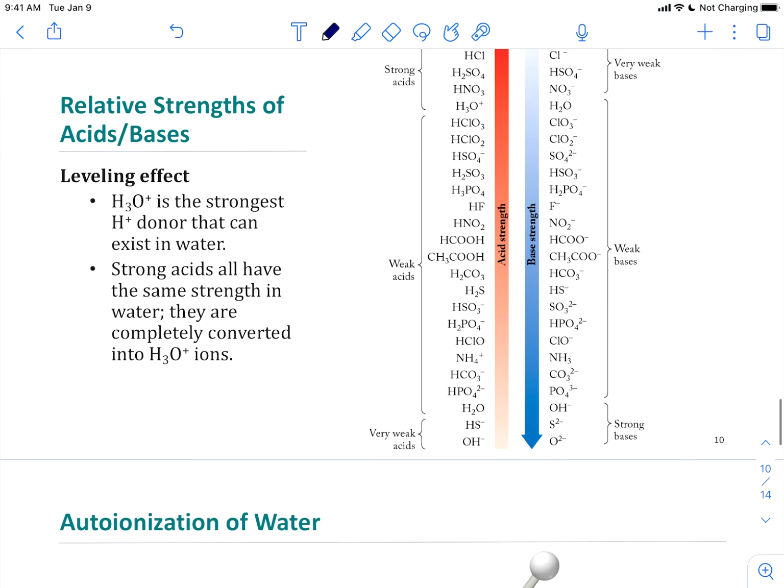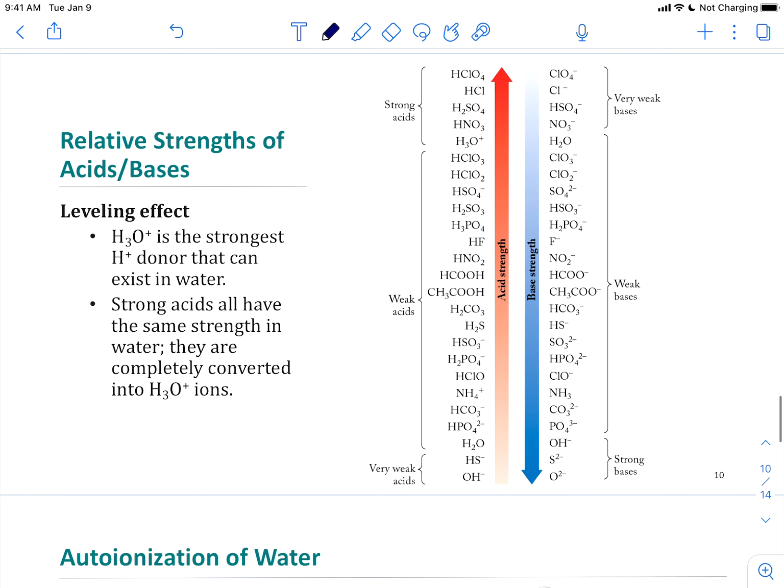Now, this is important, and we'll talk about this a lot in class, relative strength of acids and bases. Let's take a strong acid, HCl. Since it's strong, we know equilibrium lies very far to the right. That makes the chloride ion a very weak base, because remember, that's the conjugate base, so it is a base. But it's incredibly weak because the equilibrium lies to the right.